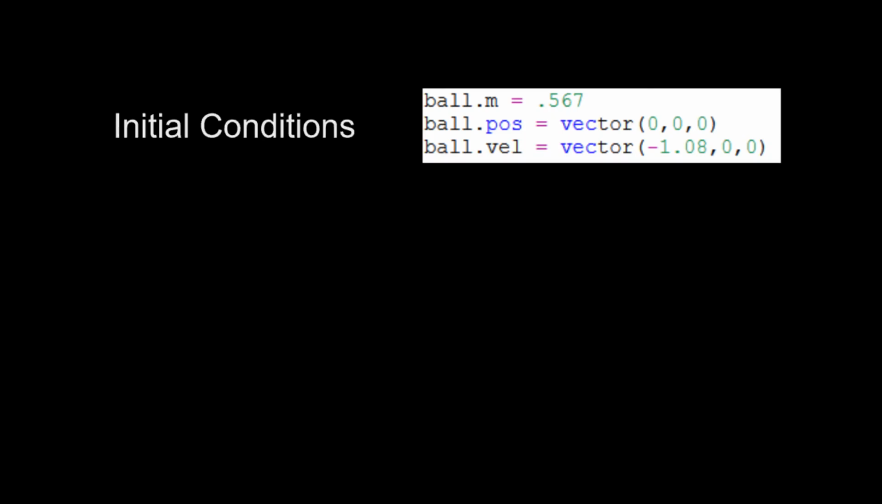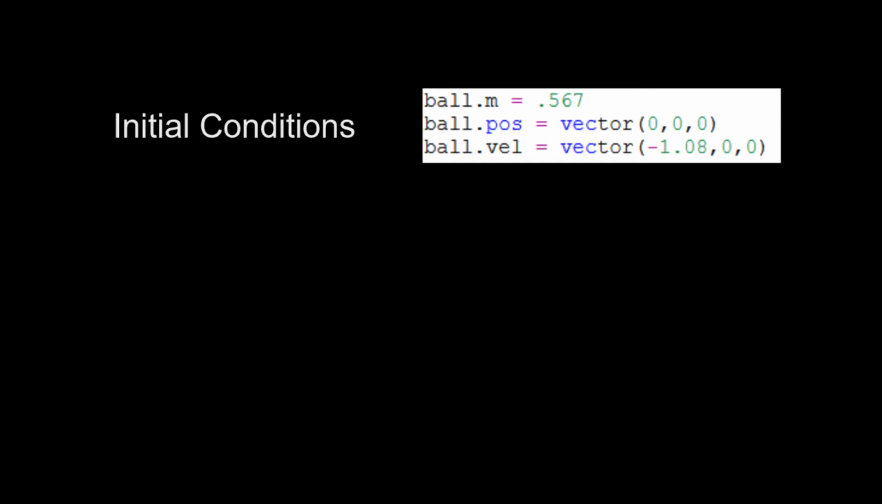With the initial velocity in hand, we can begin to create the computational model. However, we need to establish the initial conditions and make some assumptions. First, we set the mass to be 0.567 kilograms, because that is the mass of a standard basketball. Then, we set the position to be 0, 0, 0, because we measured the position of the ball using its center of mass, and we put the origin, or the center of the axes, on the center of mass of the ball. Therefore, its position will be 0, 0, 0.